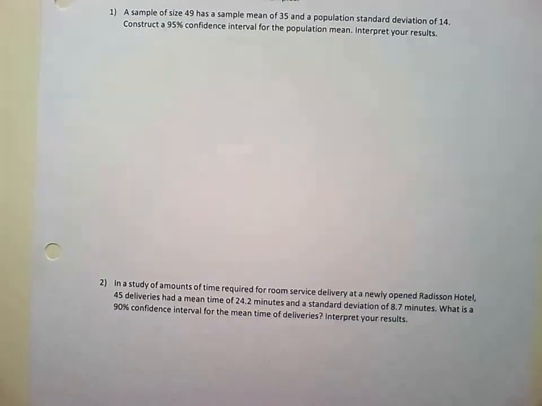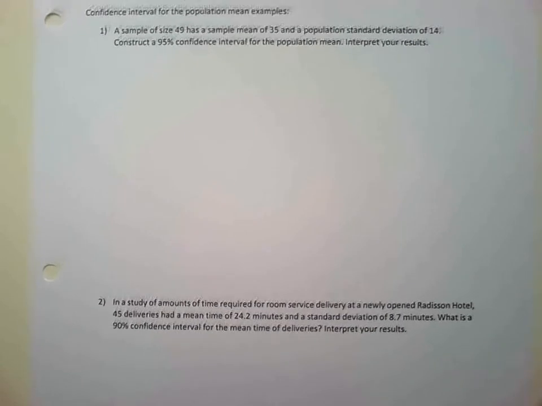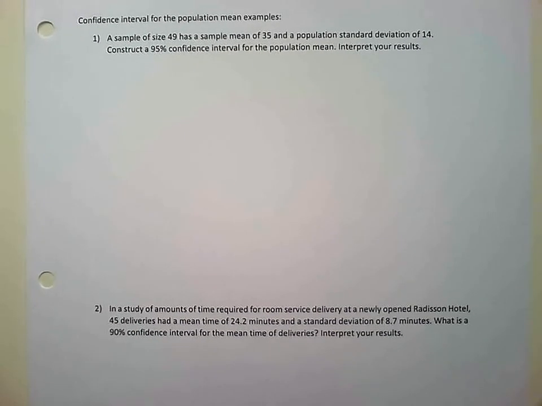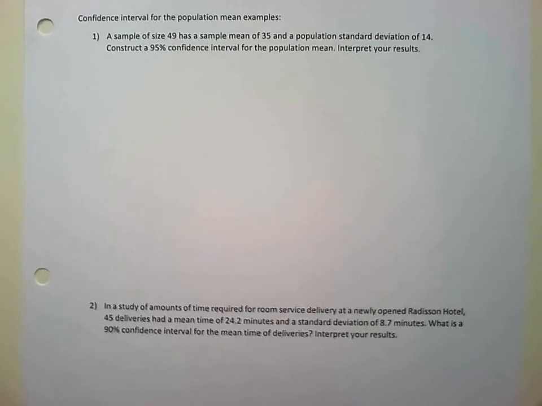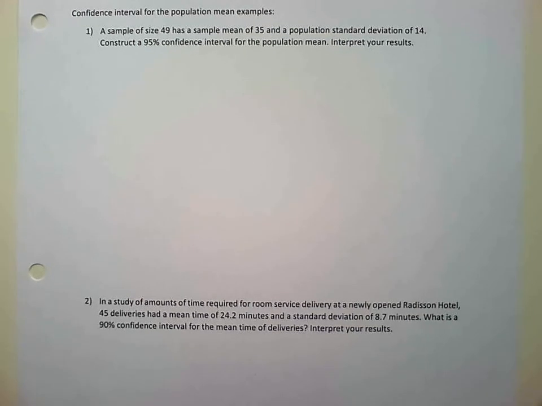All right, so here we have it. It says confidence interval for the population mean examples. A sample of size 49 has a sample mean of 35 and a population standard deviation of 14. Construct a 95% confidence interval for the population mean and interpret your results. So first off is this.